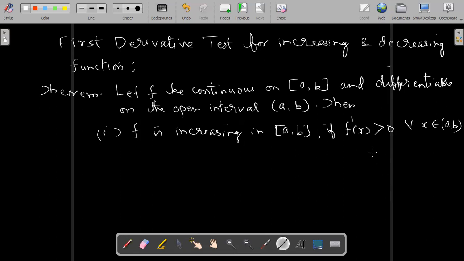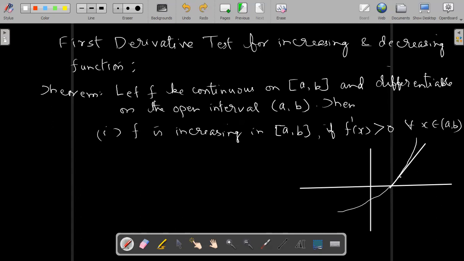Why? If you have seen the geometrical interpretation of differentiability, what is an increasing function? An increasing function is like this. At any point, if you make a tangent, it will make a positive angle. This will be theta, a positive angle, and tan theta will be positive because it will be an acute angle.